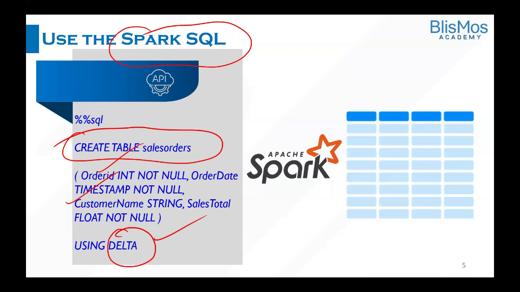Second one is an API. The third one is by using Spark SQL. Okay, what are we discussing here? Creating the delta table through Spark. Got you. Okay, wonderful. So there are three ways of creating the delta table.